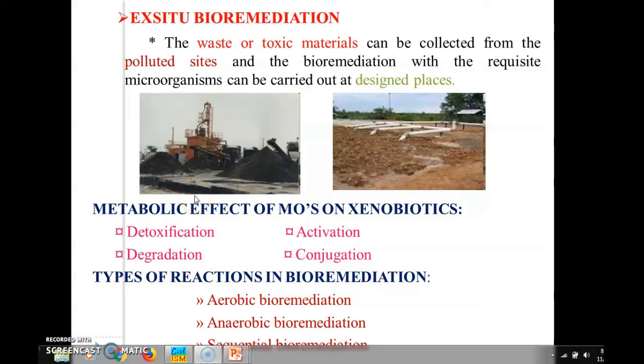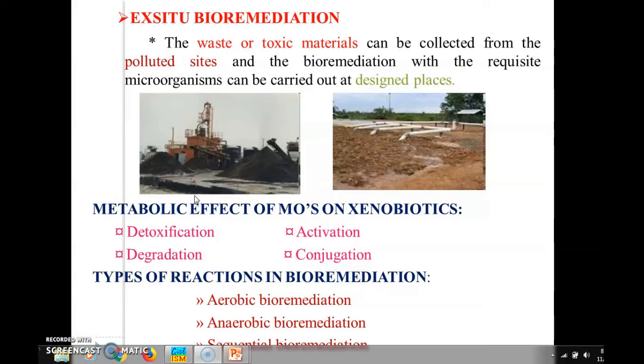Metabolic effect of microorganisms on xenobiotics. The major metabolic effects are detoxification of xenobiotics, degradation, breaking down of xenobiotics, activation and conjugation. These are the four effects microorganisms cause on the pollutants or xenobiotics.